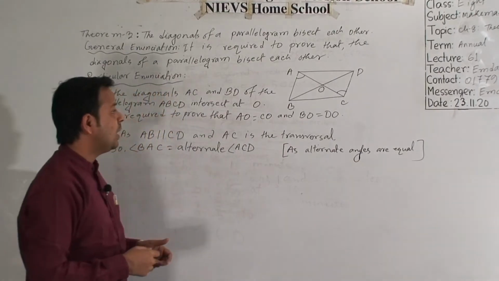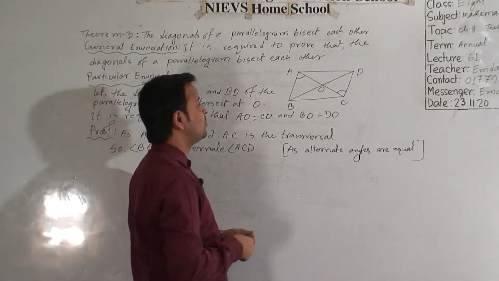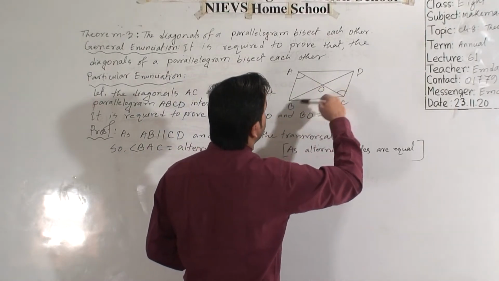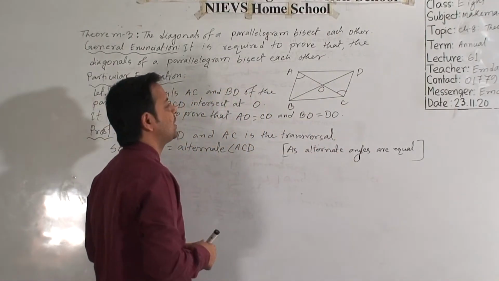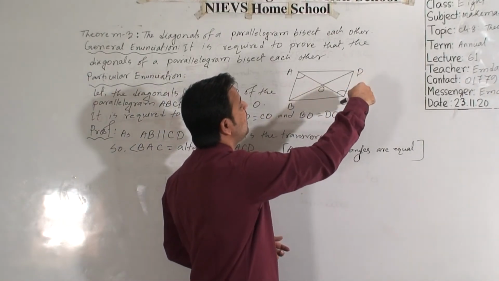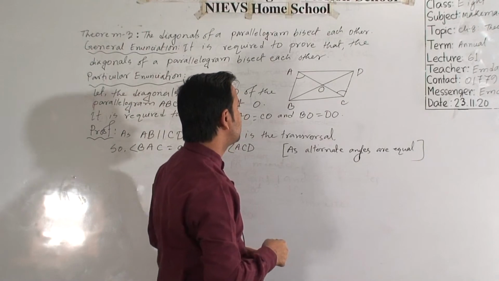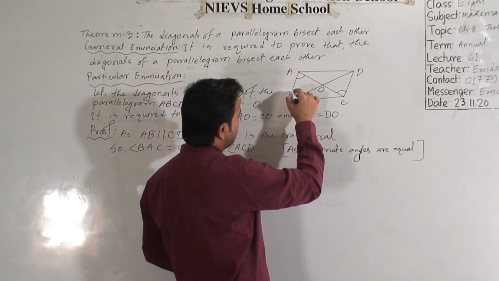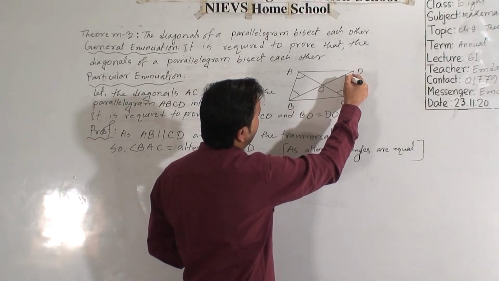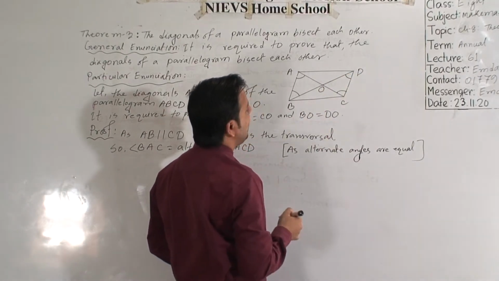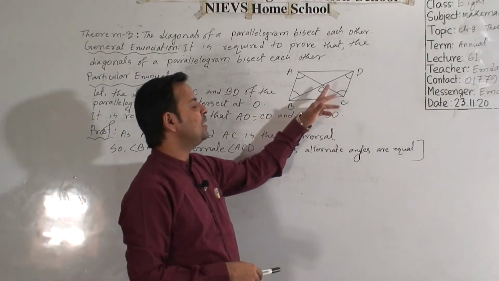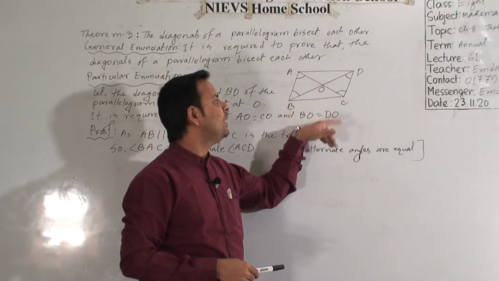Okay, now again we can consider AB parallel CD, BD is the transversal. In this case, we will get the angle ABC and angle BDC. These two angles are alternate, so these two angles are equal.